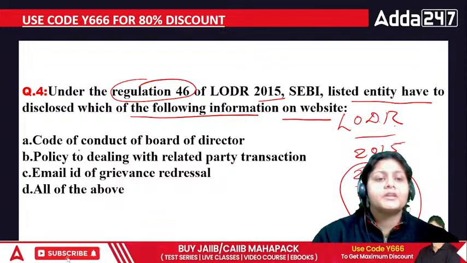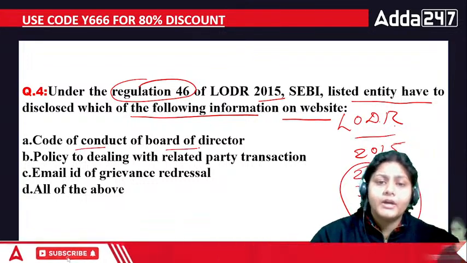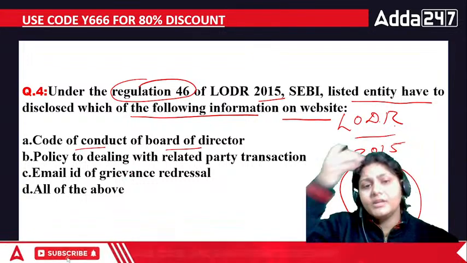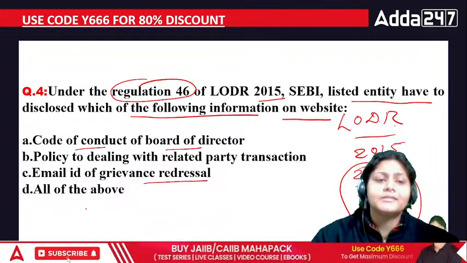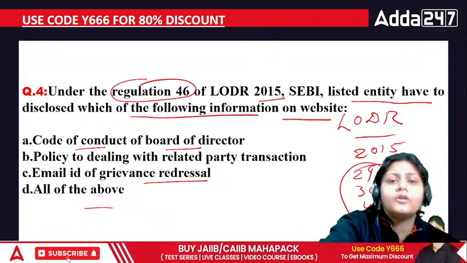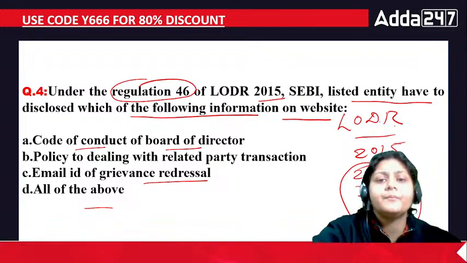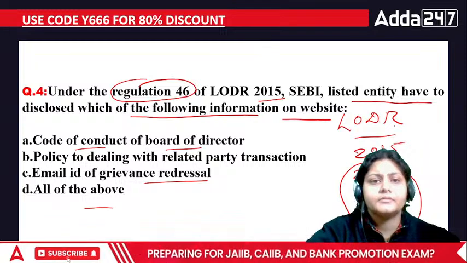Option A is code of conduct of board of directors, B is policy for dealing with related party transactions, C is email ID of grievance redressal, and D is all of the above. Tell me which one is the right answer.